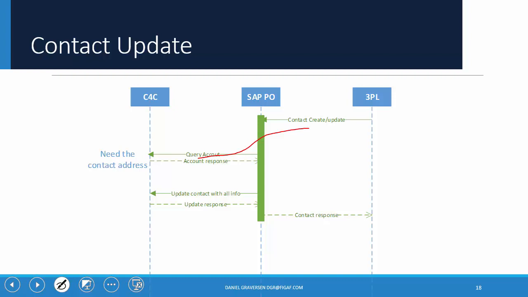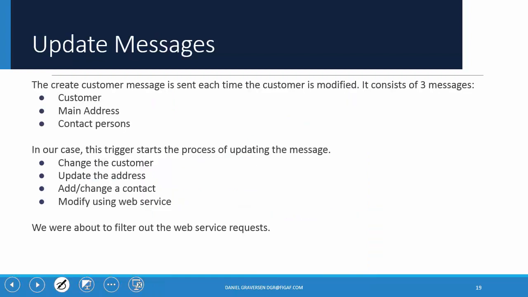The only difference was if it was a new one, SAP would not get the UUID of this. If it was one that already existed, we would just add the new information into this one, use the message ID as the UUID for this contact, and then everything was working smoothly. So we talked about the update. Whenever something changes, you'd get these three messages: the customer, the main address, not all the addresses because a customer can have multiple different addresses, and the contact persons.